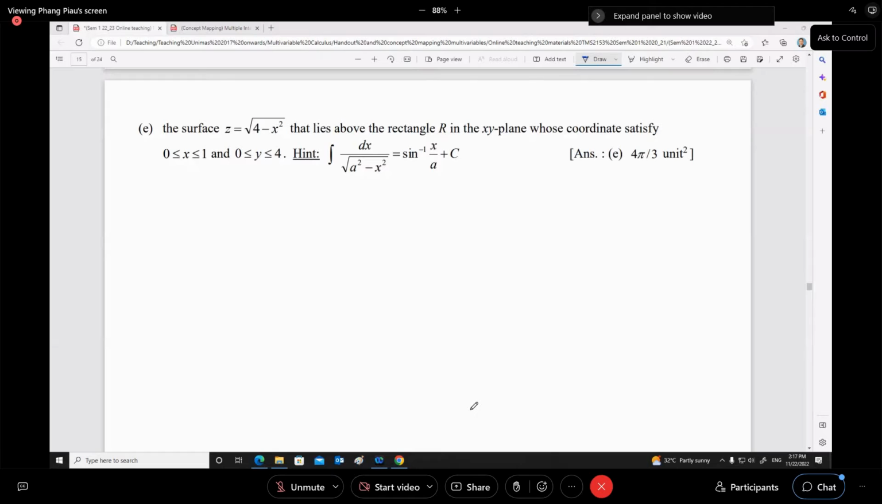This question gives a surface that is probably not that common to you, okay? But the projection region is given: x is from 0 to 1, and y is from 0 to 4. I purposely include this to discuss because it involves a very special type of integration. Luckily, a hint is given. You must use the inverse trigonometry to solve your integration later on.